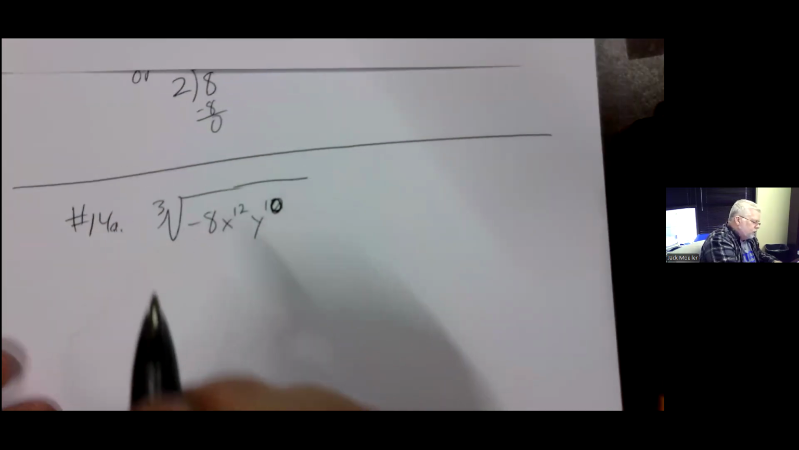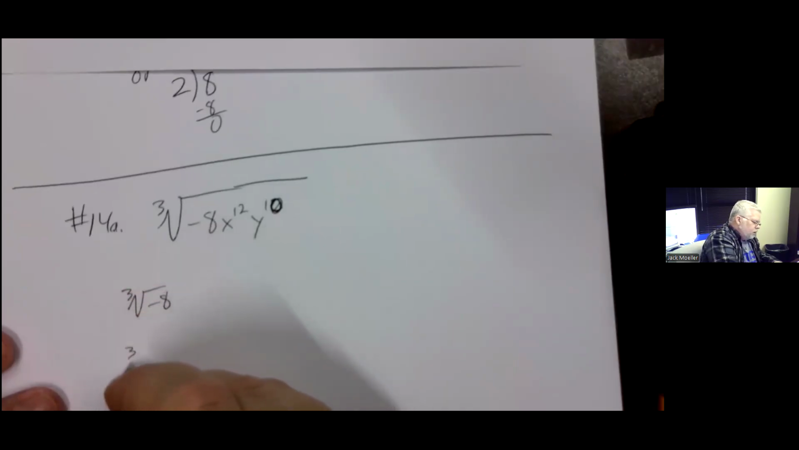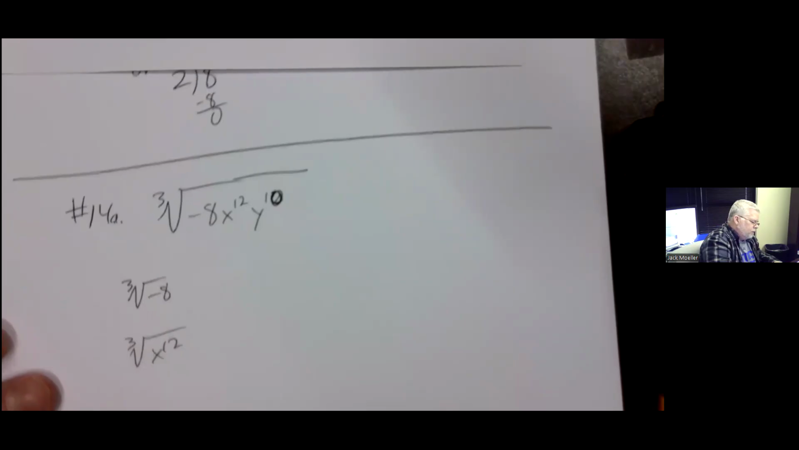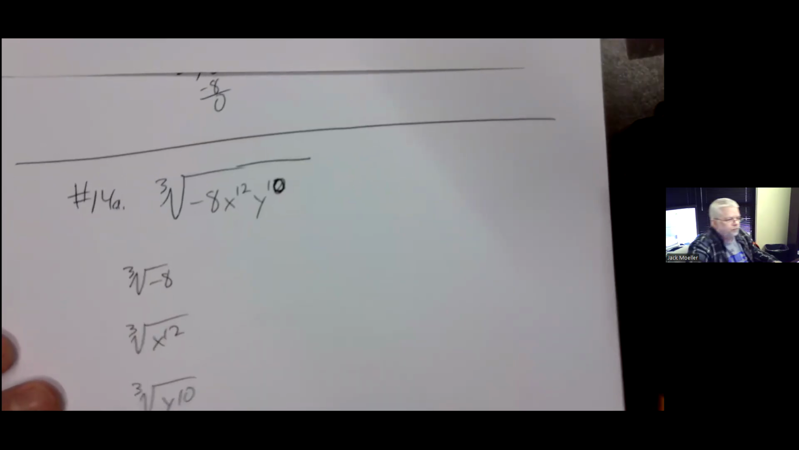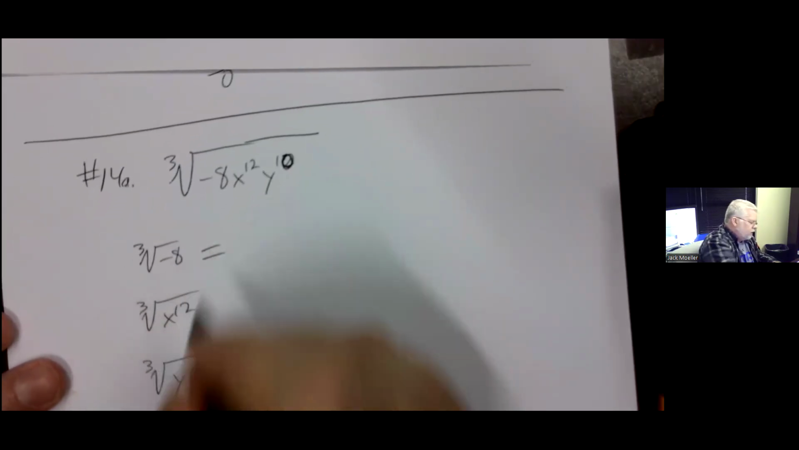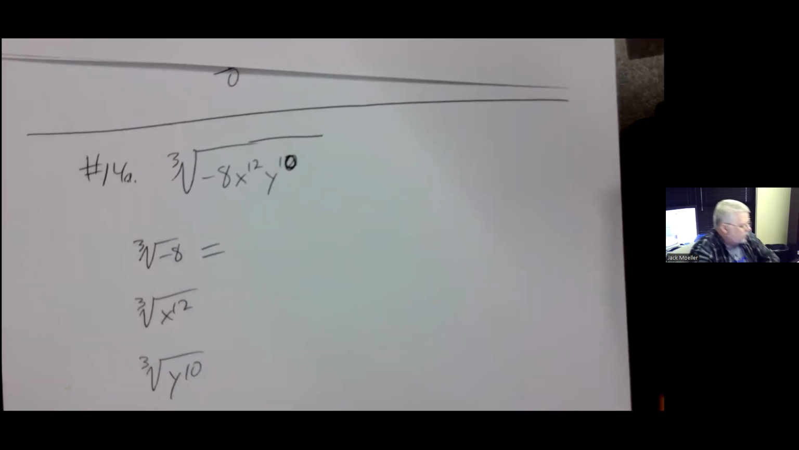So let's do the numbers with numbers. So let's do the cube root of negative 8, and the cube root of x to the 12th, and the cube root of y to the 10th. So what is the cube root of negative 8? What times itself 3 times gives us negative 8?